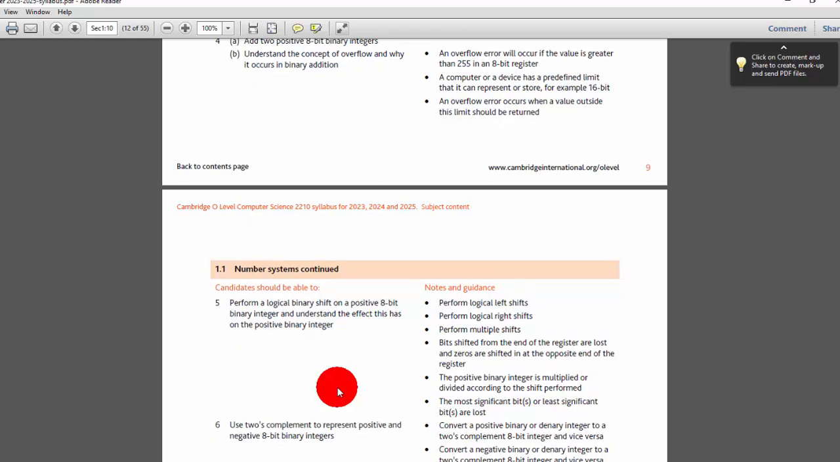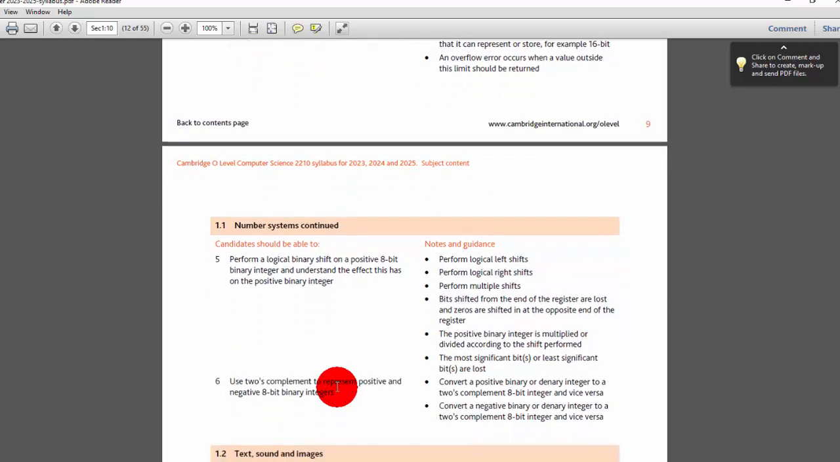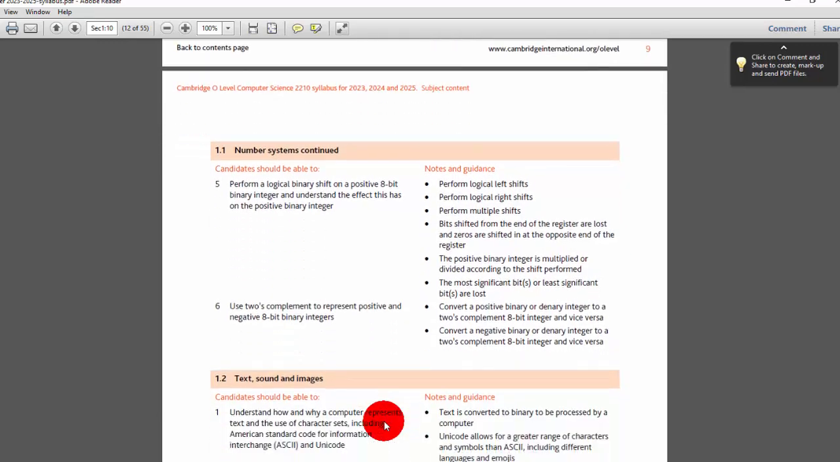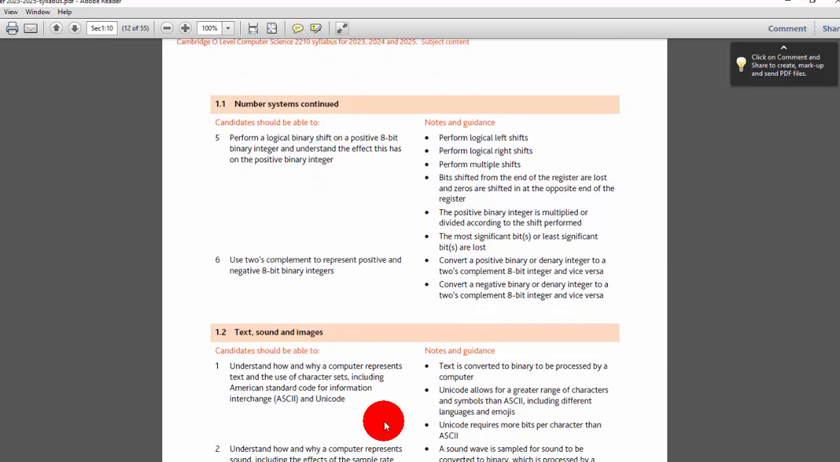Okay, now next, 2's complement has been introduced to represent positive and negative 8-bit binary integers. So we are going to study 2's complement as well. Convert a positive binary or denary integer into 2's complement, and convert a negative binary or denary integer into 2's complement, and vice versa as well.